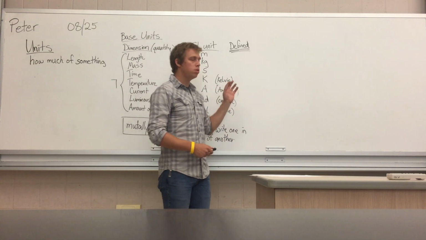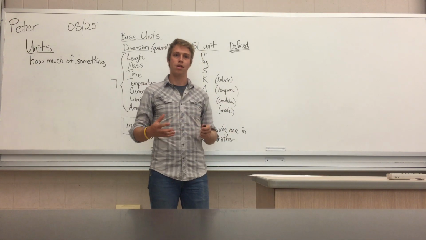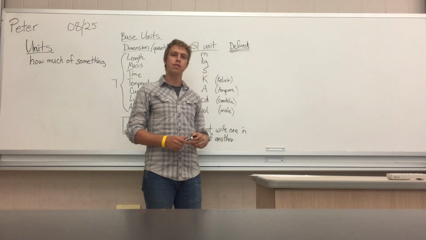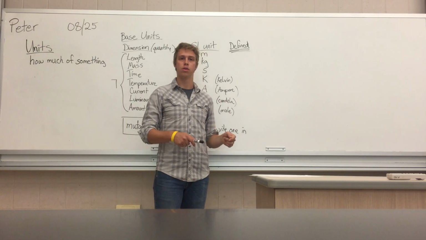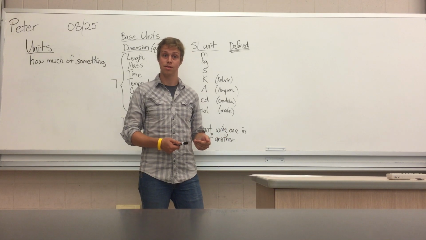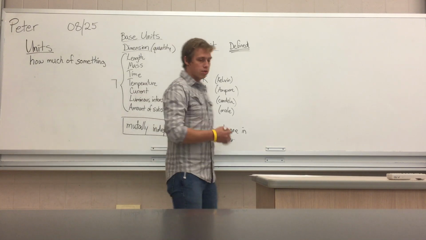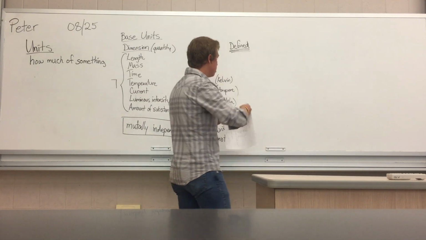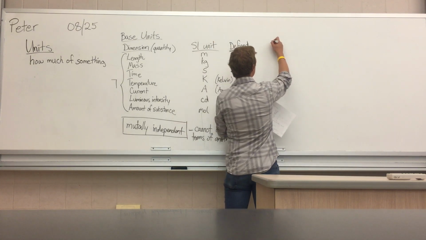And so the most fundamental way that we can define what is a meter is to say, let's link it to a universal constant. So I'm going to write down a universal constant that a lot of you guys know, the speed of light.